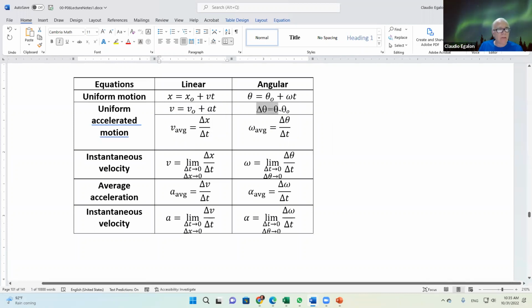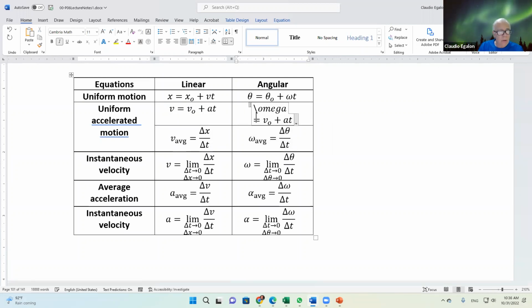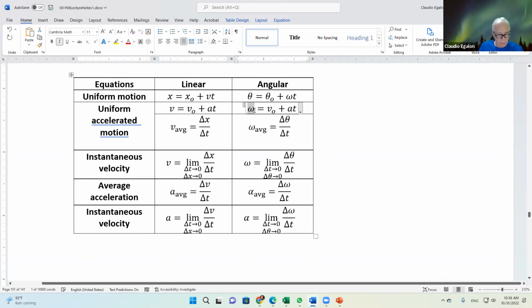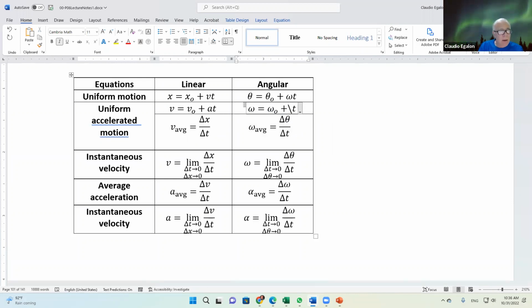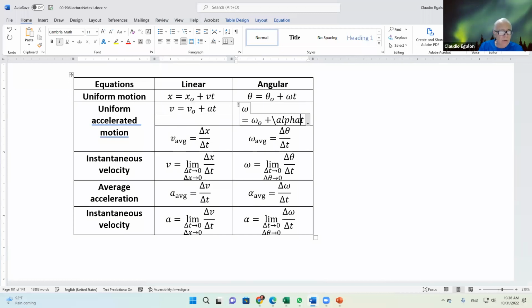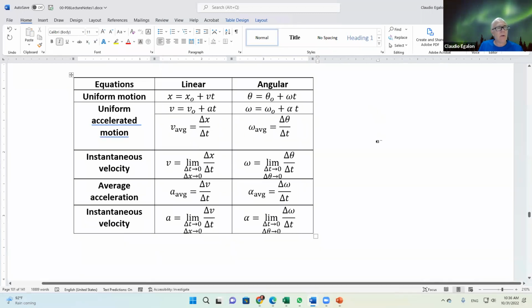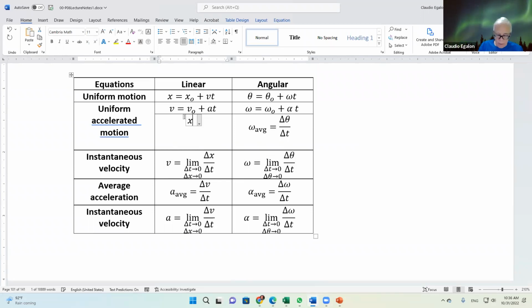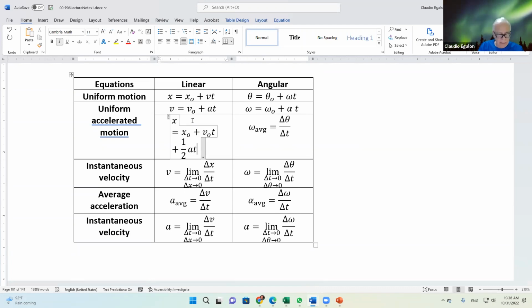So if you have the case of rotational motion in which you have uniform angular accelerated motion, the equation is going to look exactly like the equation for the linear motion. And then we have one more. The other one is going to be for the position, right? X naught plus V naught T plus half A T squared.